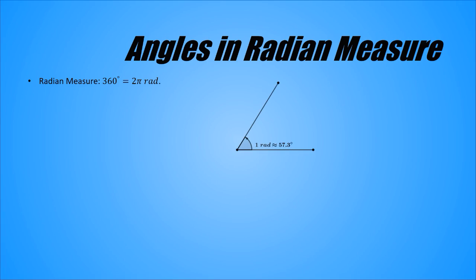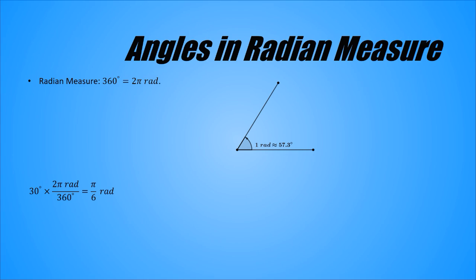To give you a sense of how big a radian is, I've drawn an angle that is exactly 1 radian. It's approximately 57.3 degrees. We can convert angles from degrees to radians by using the conversion factor implied by the first bullet point, which tells us that there are 2 pi radians per 360 degrees. For example, the 30-degree angle from the previous slide can be converted to radians by multiplying the 30 degrees by 2 pi radians over 360 degrees, and it works out to pi over 6 radians.